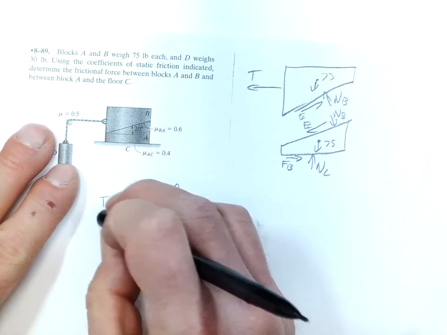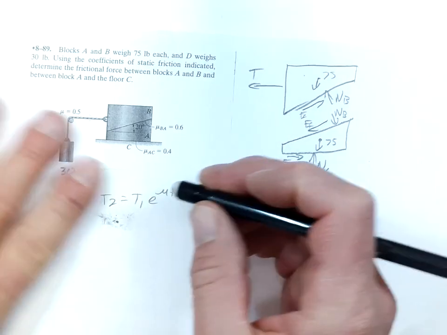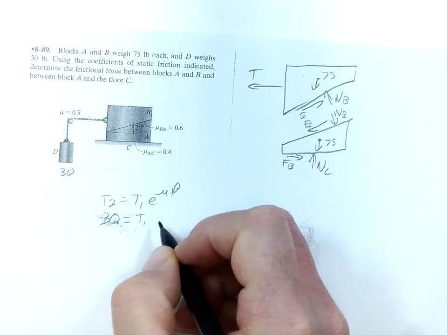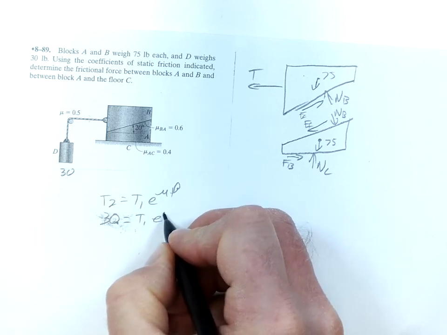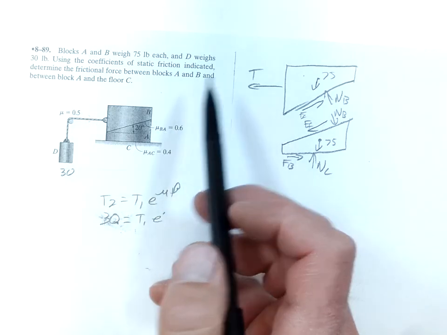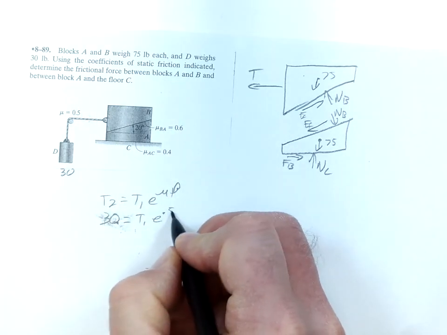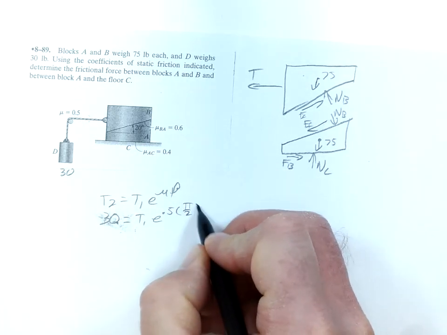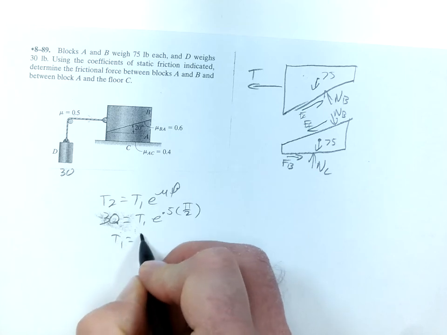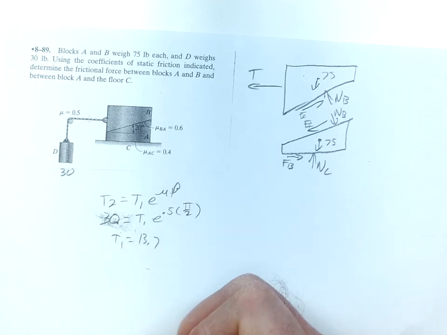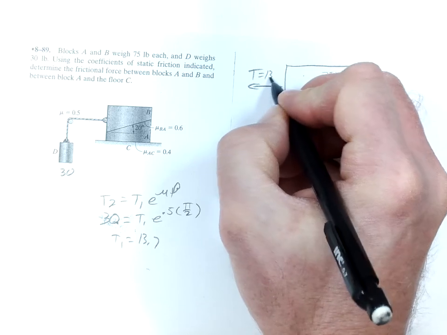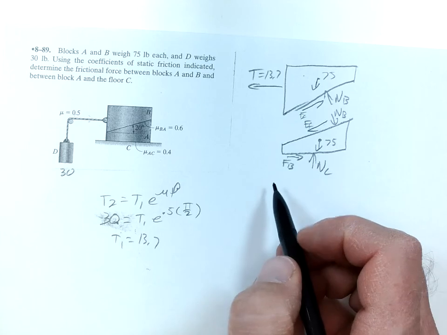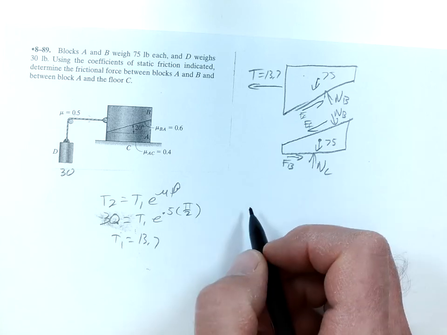So we'll put the 30 here. And that equals T1 e to the mu, where mu is 0.5, and beta there is pi over 2. So T1 equals 13.7. So 13.7 right there. And so now let's look at block B.